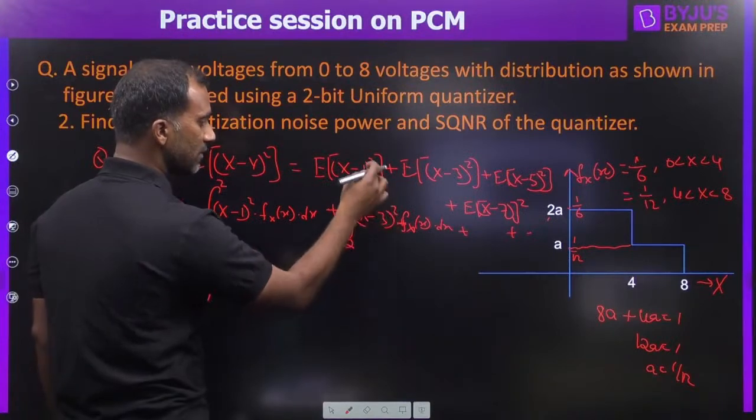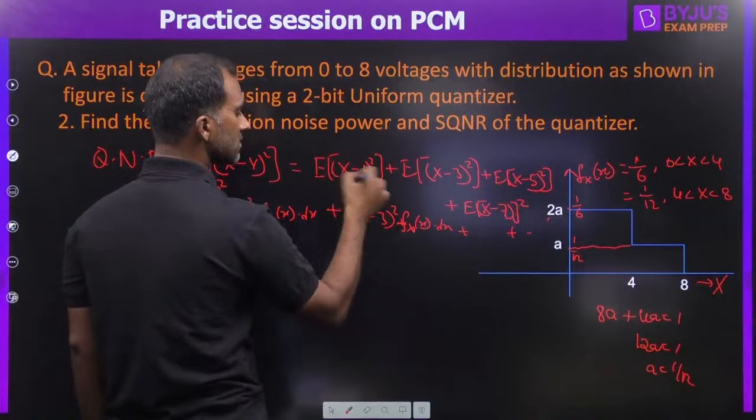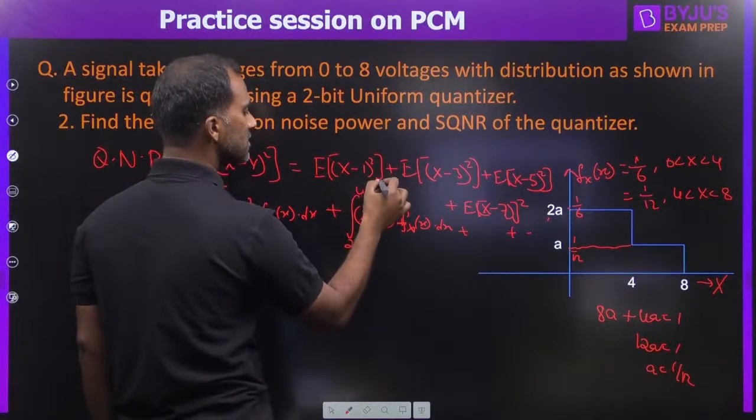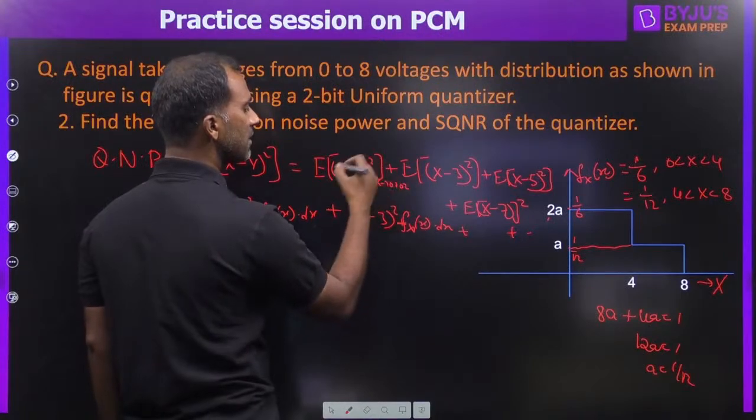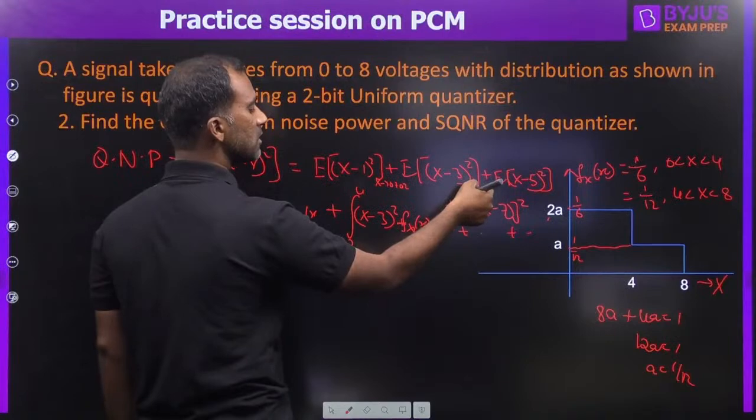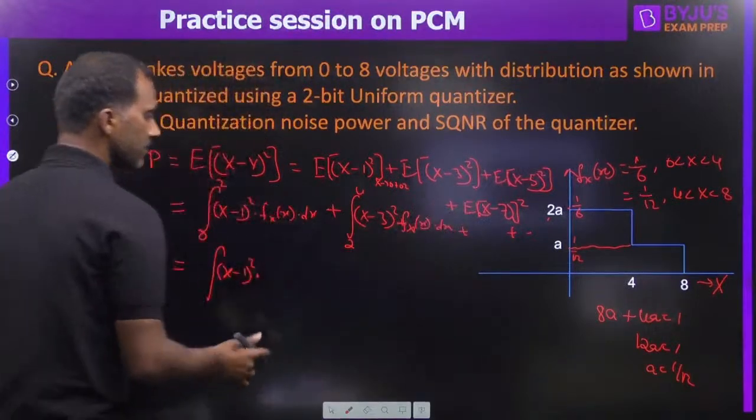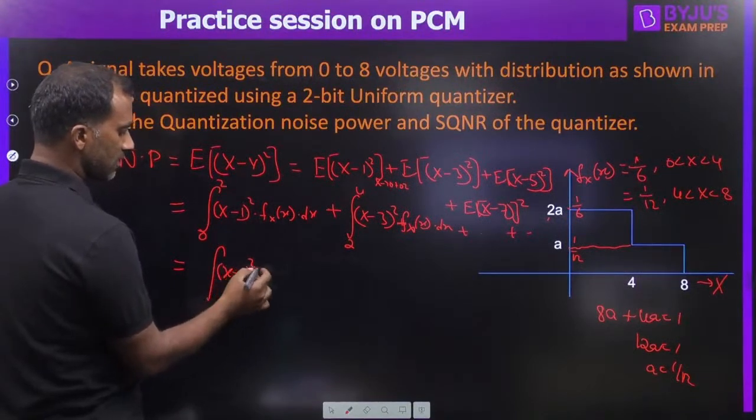Because in place of y, we can substitute 3. So this is valid only for values of x from 0 to 2, because only for values of x from 0 to 2, y will become 1. Similarly, the value of y will become 3 only for values of x between 2 and 4. Similarly here and here. Okay, you can calculate this expectation.